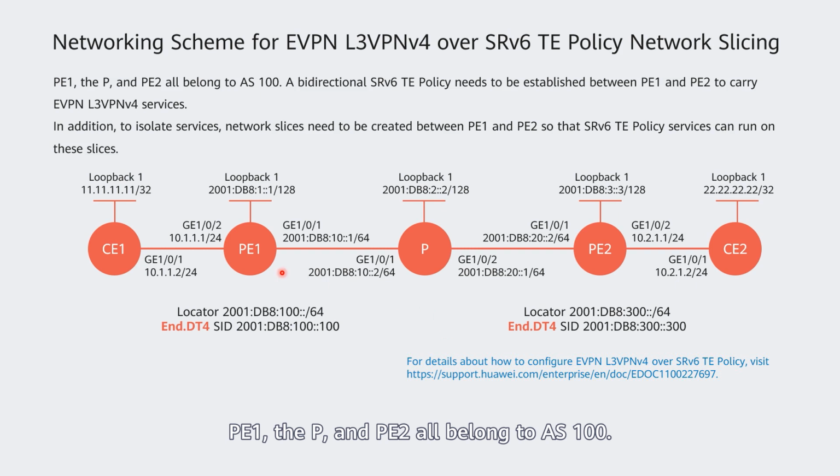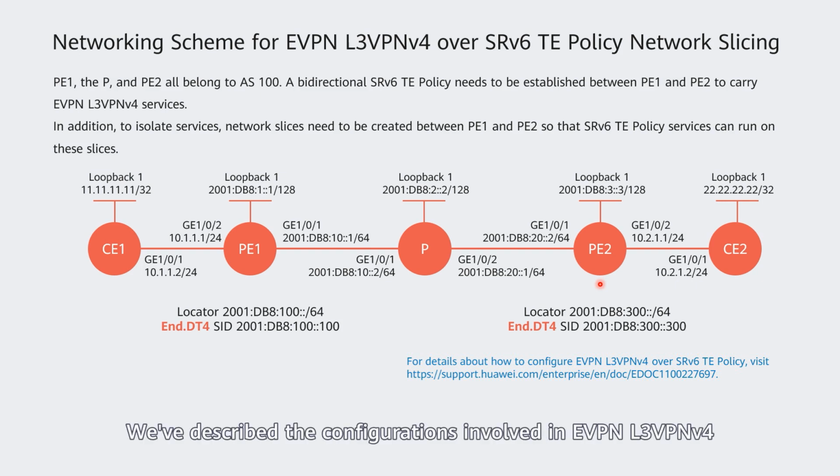PE1, the P, and PE2 all belong to AS100. A bidirectional SRv6 TE policy needs to be established between PE1 and PE2 to carry EVPN L3VPNv4 services. In addition, to isolate services, network slices need to be created between PE1 and PE2 so that SRv6 TE policy services can run on these slices.